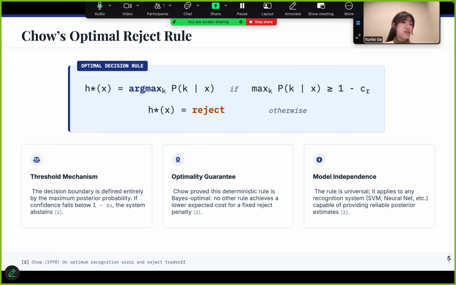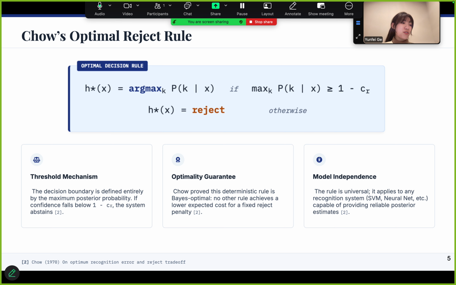Given that cost structure, Chow derived the optimal rule in 1970. It is: classify as the argmax of the posterior if that maximum posterior is at least 1 minus c_r, and reject otherwise. So the decision boundary is just a threshold on the maximum posterior probability. If your confidence in the best class clears that threshold, classify. If not, abstain.